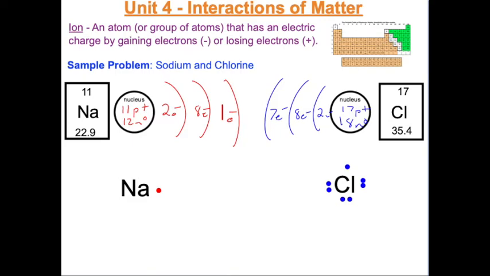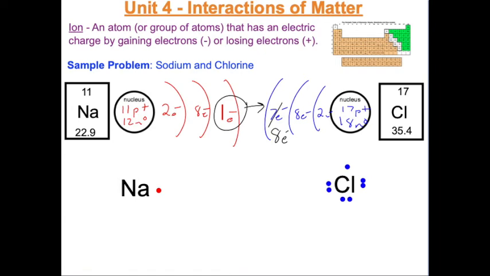So chlorine has 7 valence electrons. It needs 1 more to fill its outermost shell, that third shell. Sodium has 1 in the outermost shell and needs 7 more. Both atoms are pulling on the outermost electrons for the other atom. But remember, chlorine has a higher electronegativity. It's stronger. So chlorine actually pulls the one electron from sodium into its outermost shell, giving it 8 in its outermost shell.